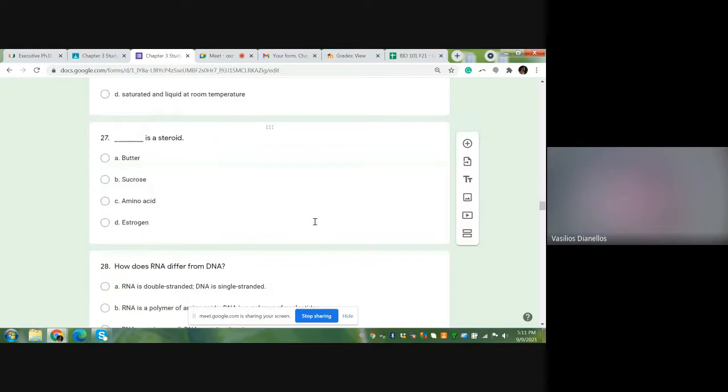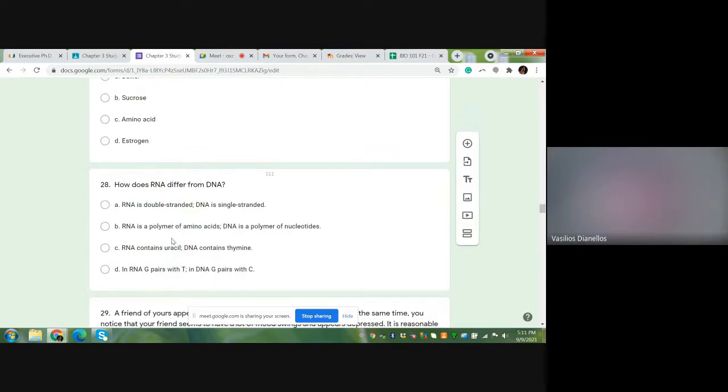27 is pretty straightforward too. You definitely should recognize sucrose as a carbohydrate. You should definitely recognize amino acids as the building block of a protein. You should definitely recognize the fact that butter is a fat, right? It has fat in it. So then also, hopefully you recognize the fact that estrogen is a steroid. The only ones we talked about were estrogen, cholesterol, and testosterone. So that's not a big list to memorize. So any questions about number 27?